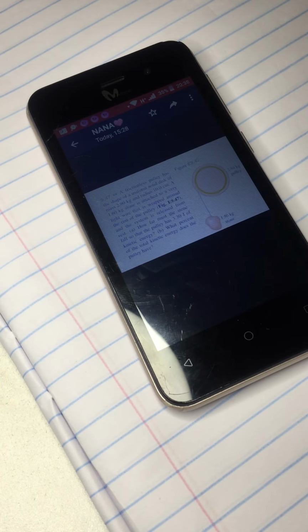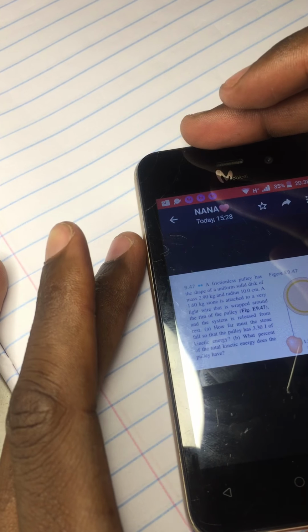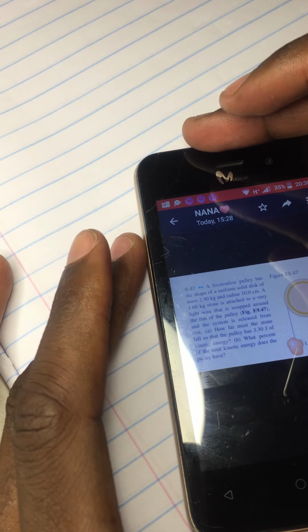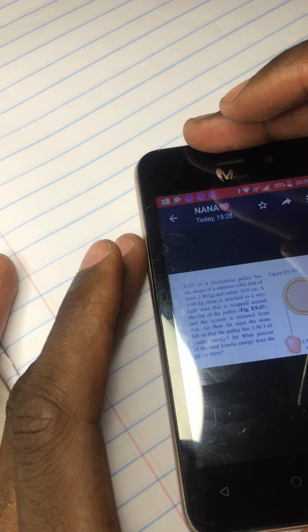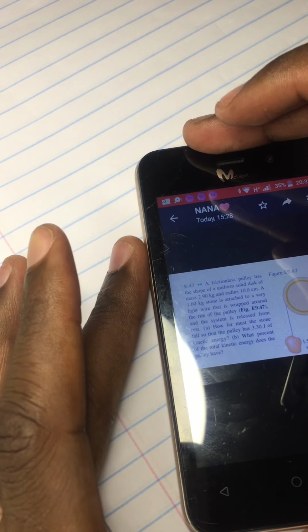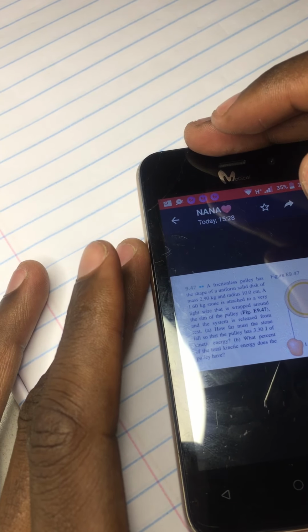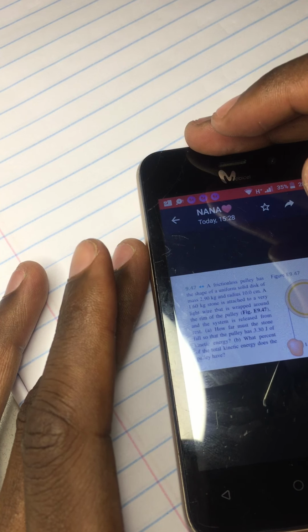Hello guys, I want us to look at that question that I gave you guys in class. A frictionless pulley has the shape of a uniform solid disc of mass 2.9 kg and radius 10 centimeters. A 1.6 kg stone is attached to a very light wire that is wrapped around the rim of the pulley and the system is released from rest. A. How far must the stone fall so that the pulley has 3.3 joules of kinetic energy?